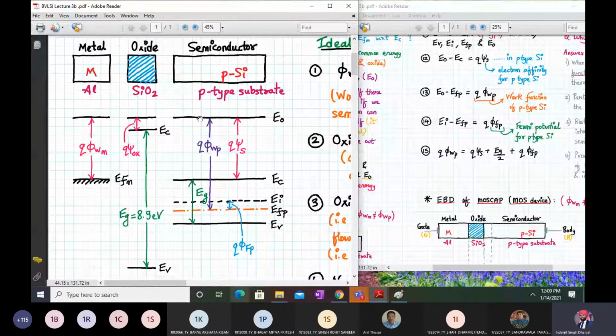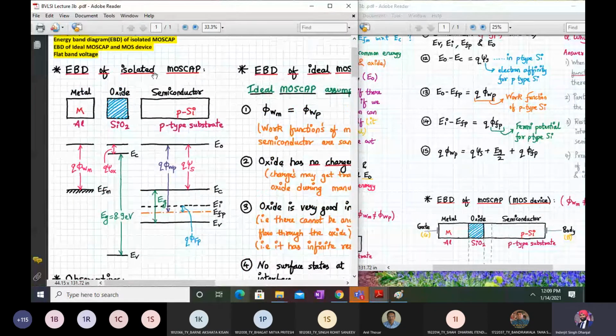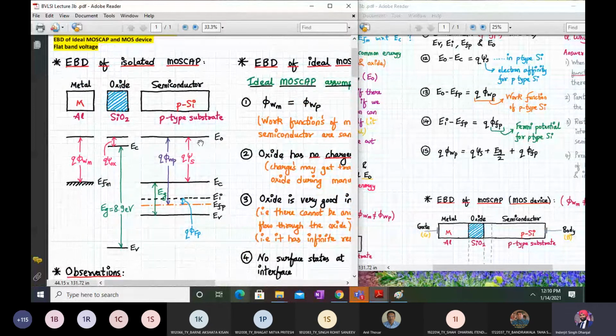I hope that this energy band diagram for the isolated MOS cap is clear. I'll keep it for 5 seconds so that if anyone has a doubt, you can raise your hands, or else I'll proceed. Okay, I guess there are no doubts.